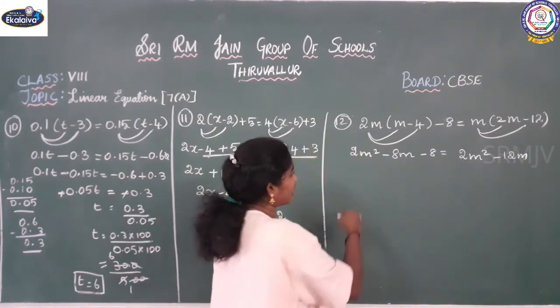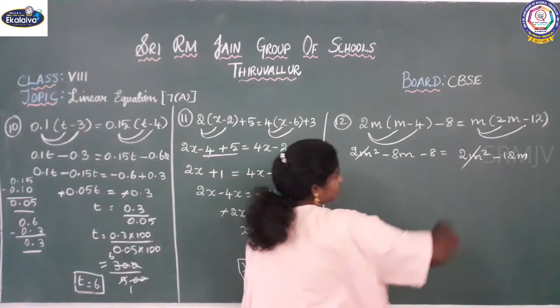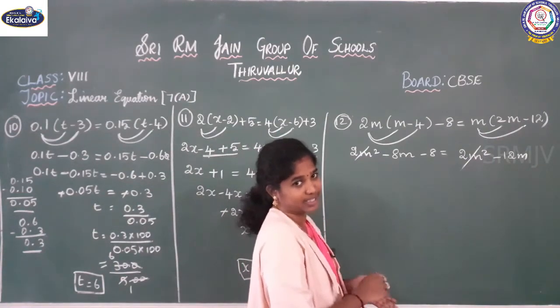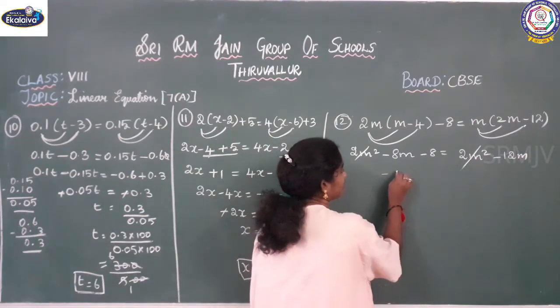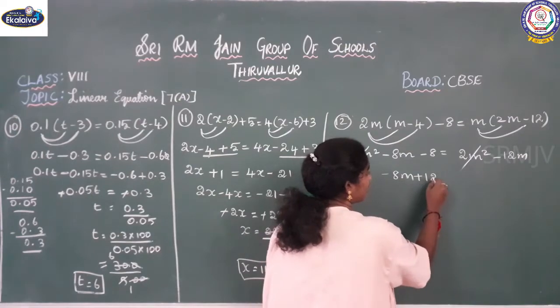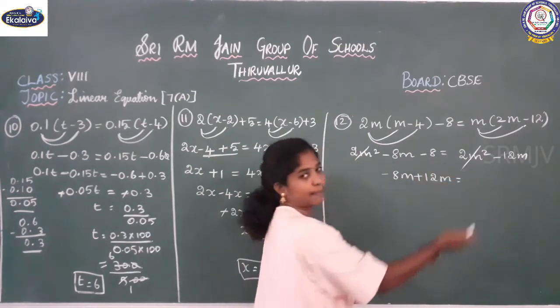Okay. Now I can cancel this 2m square and 2m square. Then what is the remaining? I am going to bring the m terms one side and numbers one side. So I have here minus 8m and that minus 12m becomes plus 12m, and this minus 8 becomes plus 8.